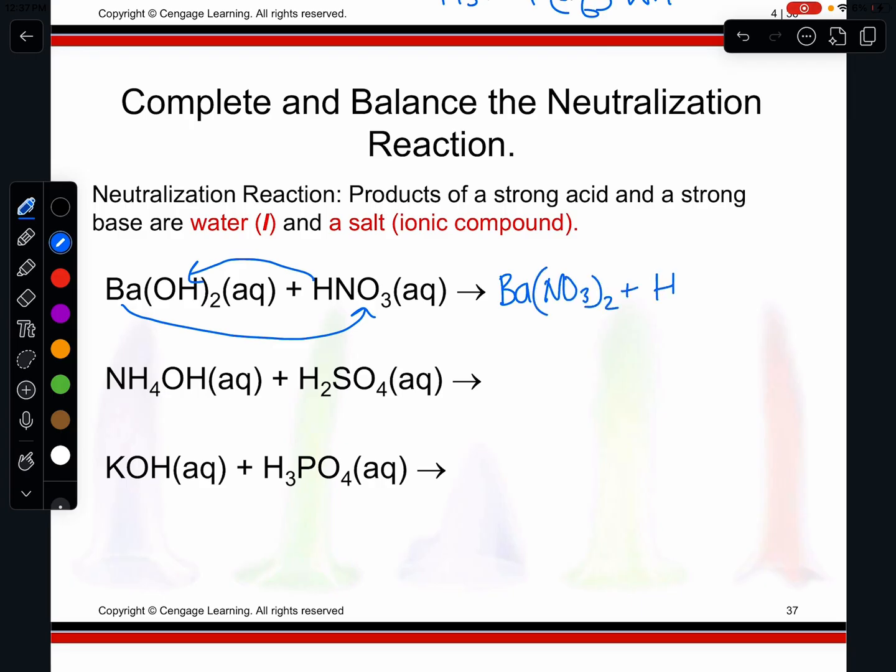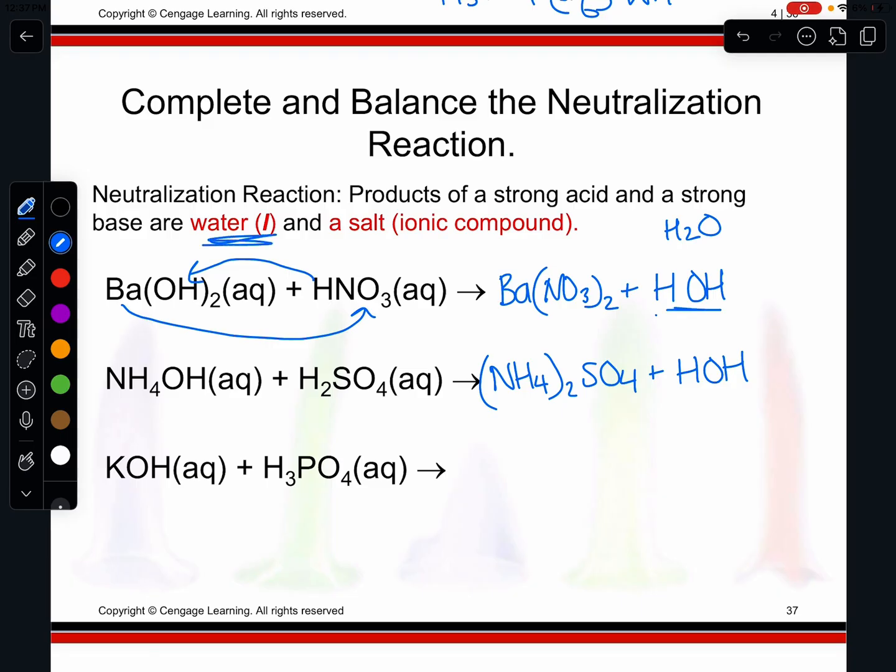So Ba(NO3)2, barium has a +2 charge, and then HOH. Now, some of you may like to write that H2O, but if you will trust me in this, it's nicer to write it as HOH because you can clearly see the acid and base components, and in the future that will be helpful, but of course H2O works just as well. I'm going to do this one, NH4 joining with sulfate, and HOH.